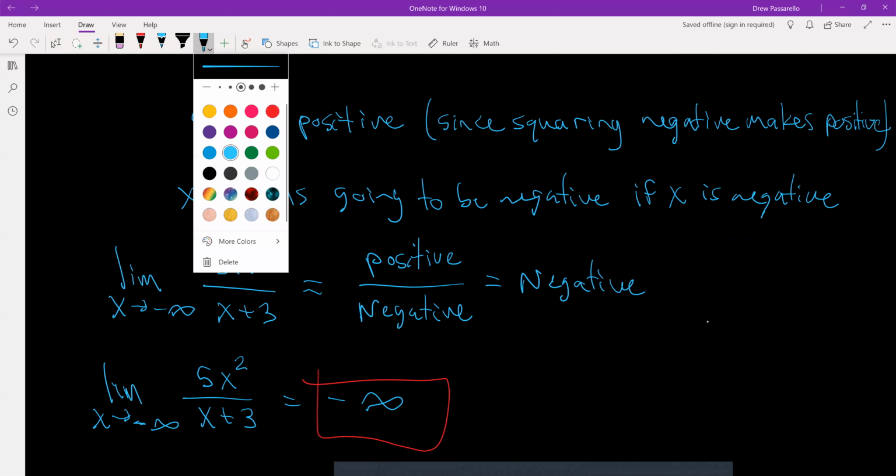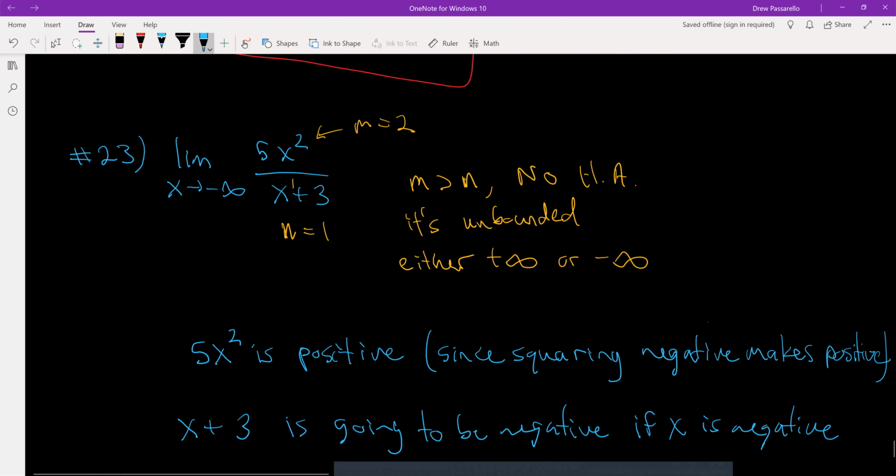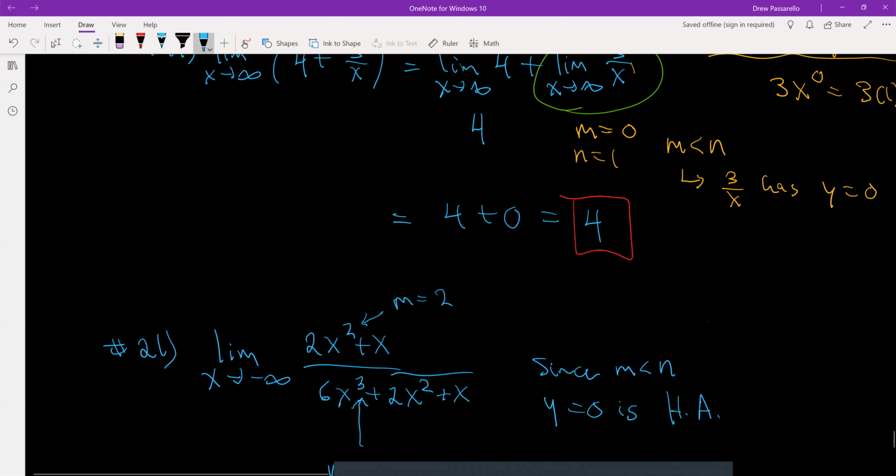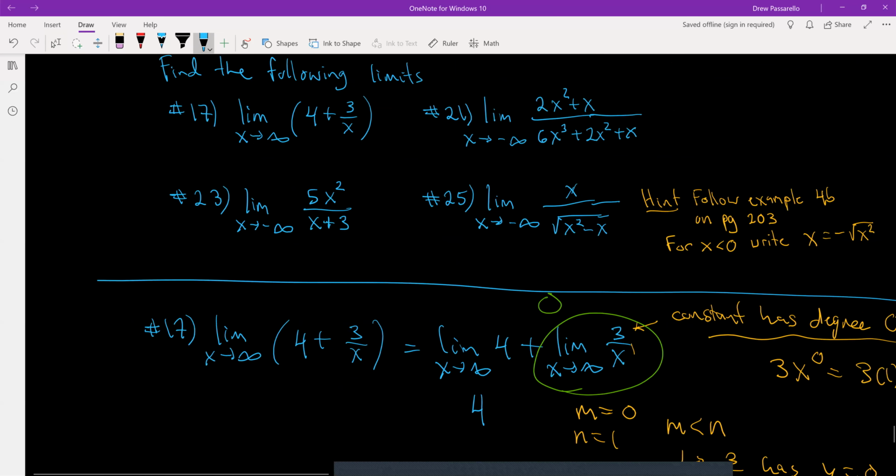All right, so that's the answer for that one. And notice there wasn't much algebra going on here. It's just looking at this pattern of degrees. Now 25 is going to be the difficult one.